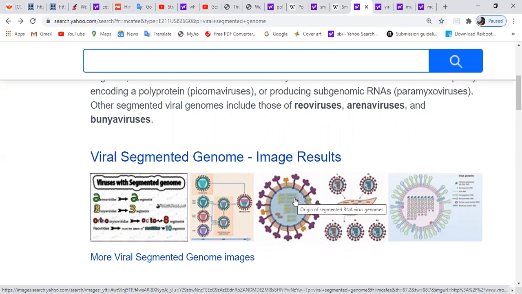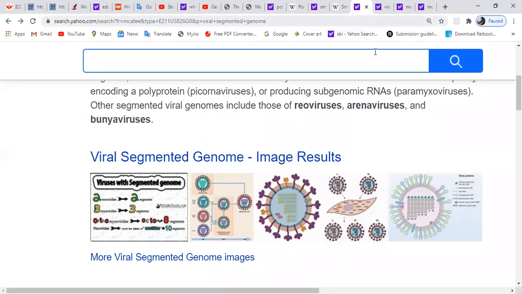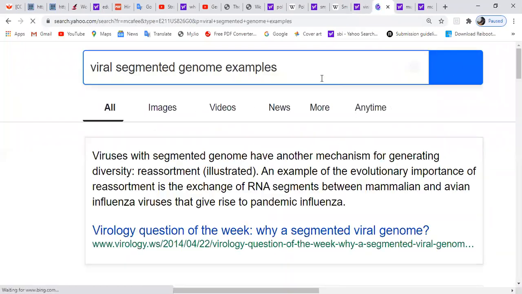Now, what is the significance of these segmented genomes? Viruses with a segmented genome have another mechanism for generating diversity. As we have studied, gene transfer processes, horizontal gene transfer and vertical gene transfer in bacteria, occur by different processes, and there are also mutations which can generate diversity in bacteria. Similarly, viruses have fragmented genomes which can be used to generate diversity in these viruses.